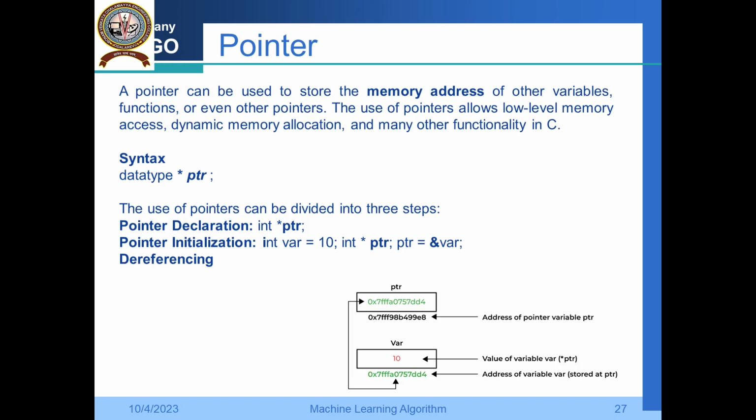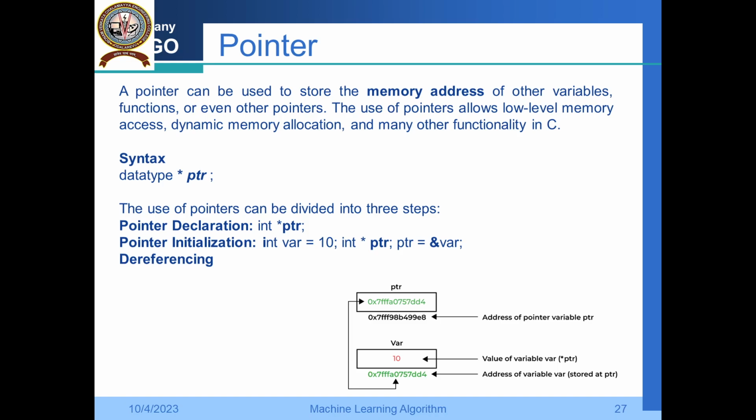A pointer can be used to store the memory address of other variables or functions, or even other pointers. Try to understand: pointers in C are used to store the memory address of either a variable or a function, or even other pointers. The use of pointers allows low level memory access, dynamic memory allocation and many other functionalities in C. Is that clear? Now, let us go on.